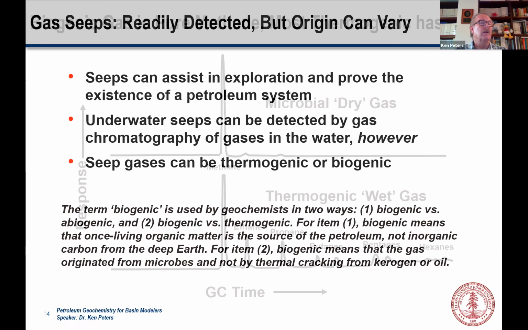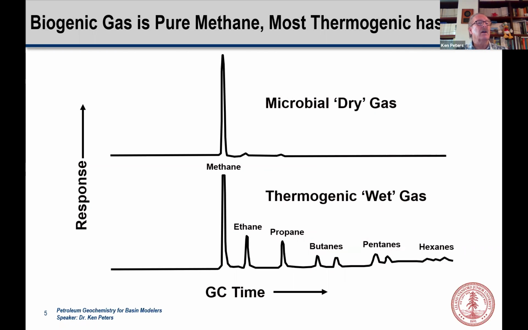So here are a couple of gas chromatograms. This is actually not a true statement up here at the top where I say pure biogenic gas is pure methane. There is pretty convincing evidence that very small amounts of ethane and propane can be generated microbially, but this is pretty much a true statement. By far, the microbial gases are dominated by methane. We call that dry gas.